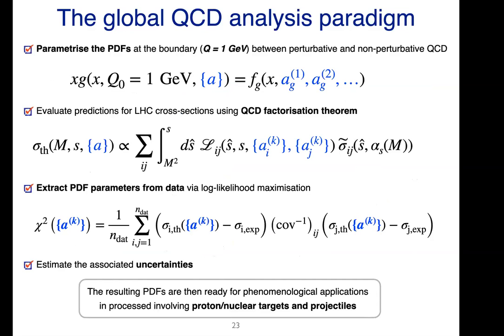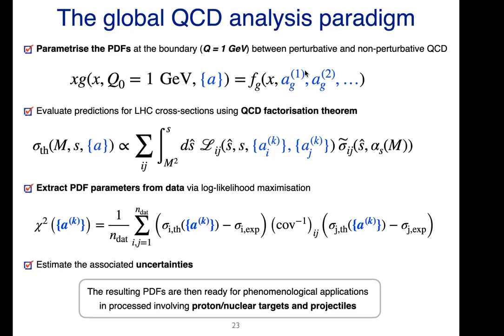First of all, you have to parameterize the PDFs at the boundary, say around 1 GeV, between perturbative and non-perturbative QCD. So if Q is below 1 GeV, QCD stops being perturbative, and then you cannot say much about them. So typically this is a good scale to parameterize the PDF. So you write your model for the PDF, which is, I remind you, the dependence on the momentum fraction x, as some function that depends on a bunch of model parameters. And depending on how ambitious you are, you have more or fewer parameters.